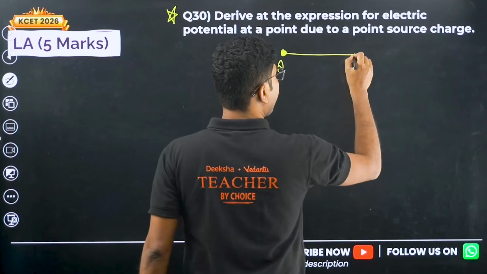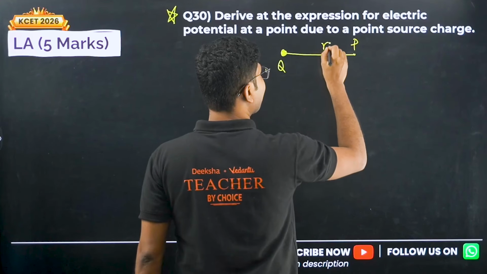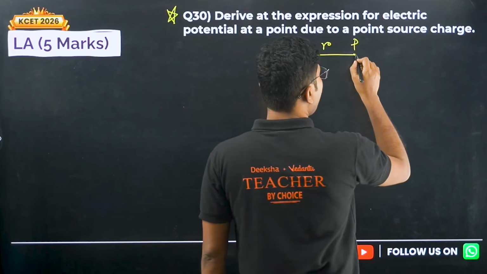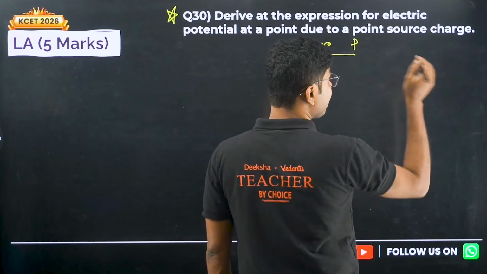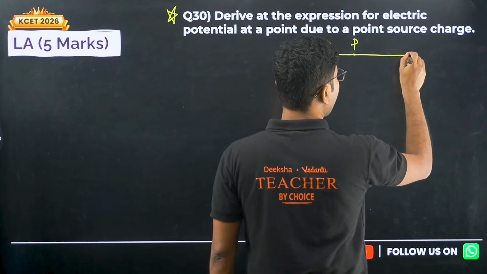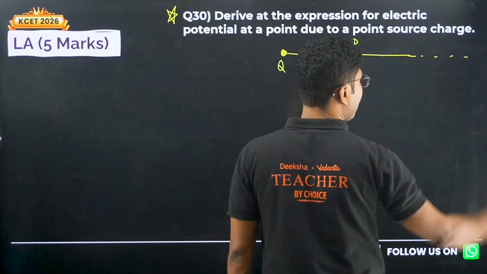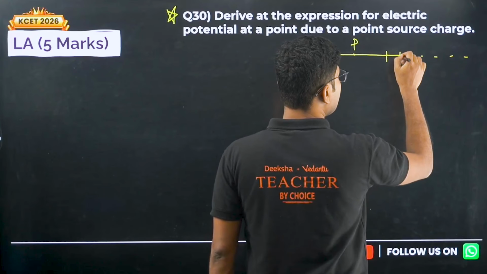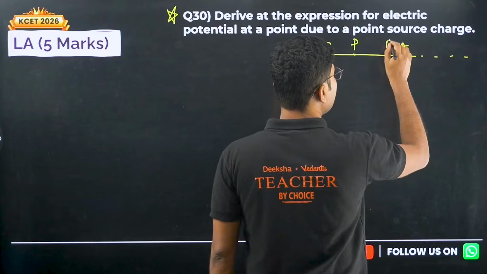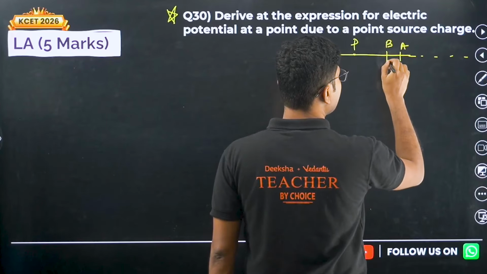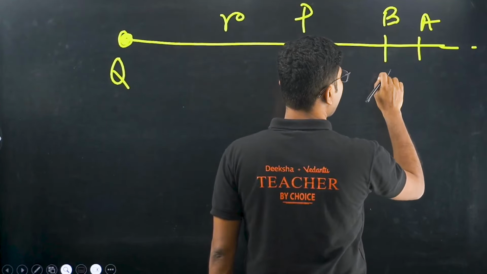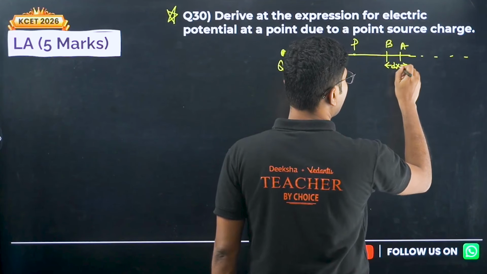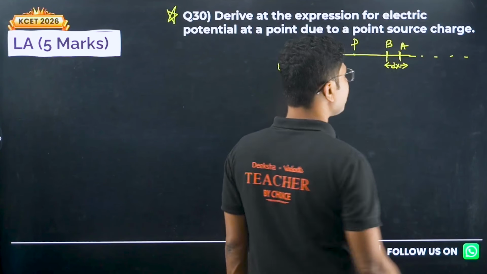So at a point P at a distance R from this source charge. Now for that, we have to remember the definition of electric potential. We have to go a little beyond and add some dots as well. So this is say a point A, this is say a point B, and the distance between them is dx. Okay, they are very close points, close friends.